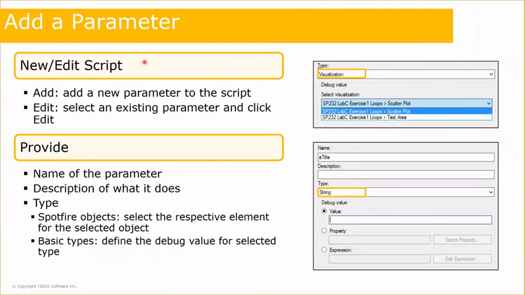Okay, we have seen how we can add parameters to our scripts, and we can add these parameters in two types: Spotfire objects or basic data types.